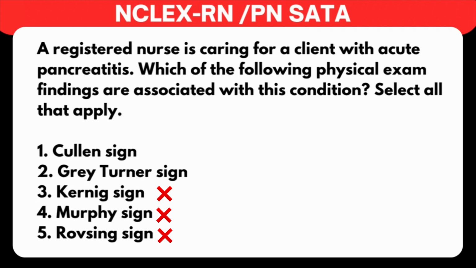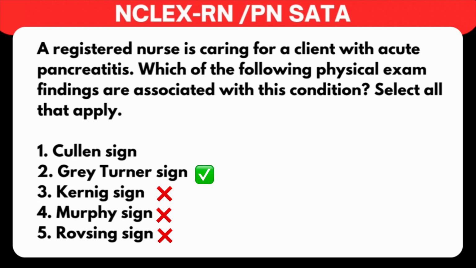Now let's go ahead and look at number 2, Gray-Turner sign. Do you remember what this is? You've got it. Gray-Turner sign is that appearance of the bluish discoloration along the flanks, and it is indicative of intra-abdominal bleeding. I always think if you turn the patient over on the side, you will see Gray-Turner sign. And yes, this can occur with acute pancreatitis, and it is an emergency.